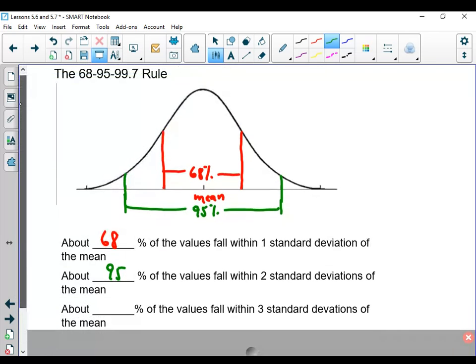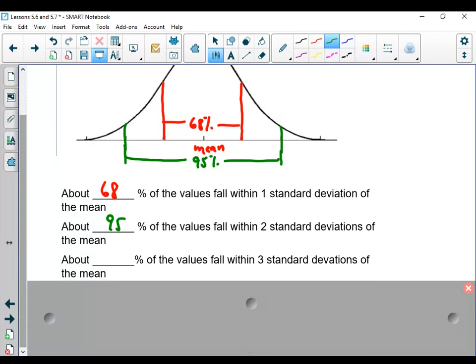And then the last part gets us to that third standard deviation, the 99.7. Means 99.7% of my data, so almost every single bit of my data gets me out to this third standard deviation. So the 68, 95, 99.7 rule is going to be true anytime I'm looking at a normal curve.